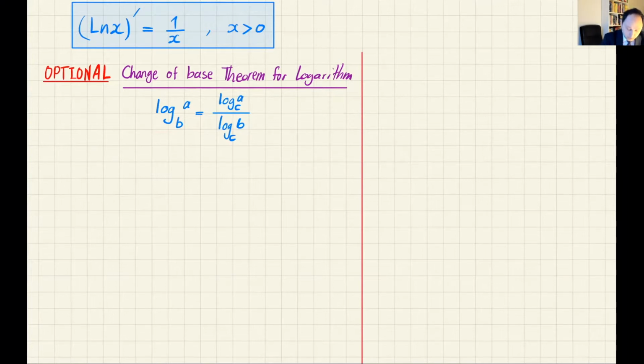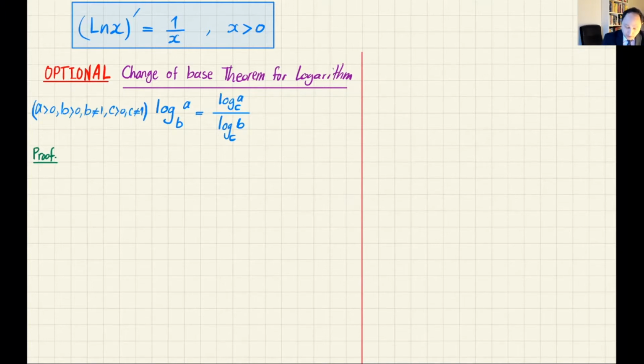So what are the conditions? A should be positive. B which appears in the base should not only be positive, but not equal to 1. And c, which also appears in the base, should also be positive and not equal to 1. If you respect all of these conditions, then the logarithm of a in base b can be written as the logarithm of a in base c divided by logarithm of b in base c. So let us not just memorize that. Let us see why this works.